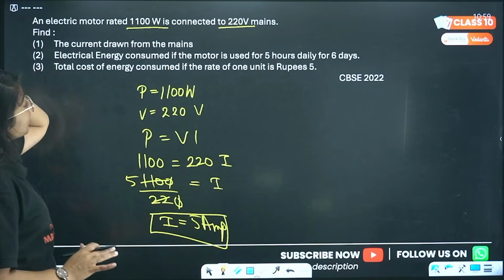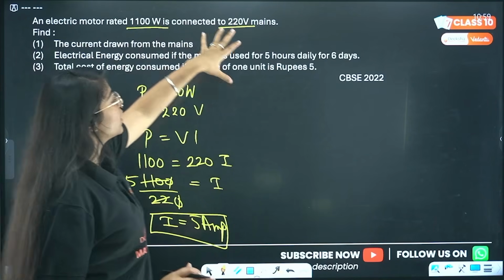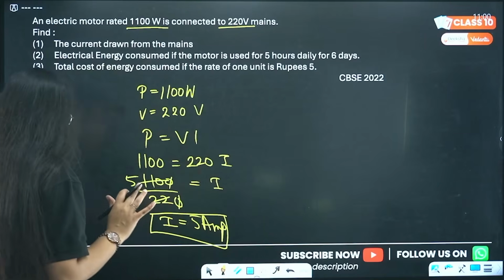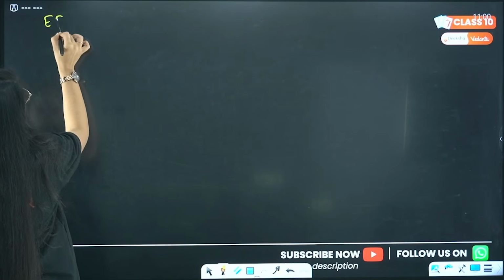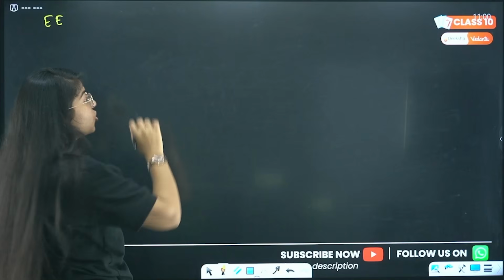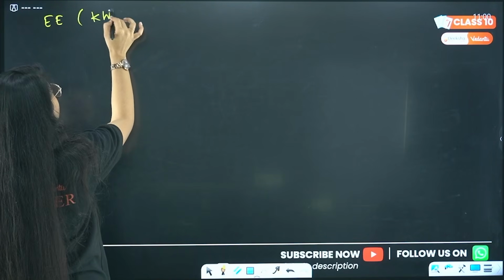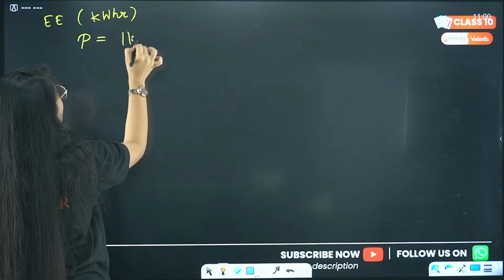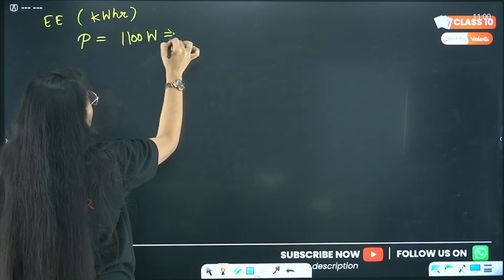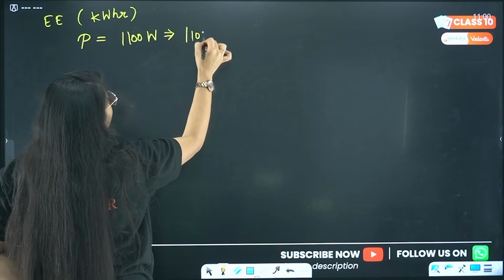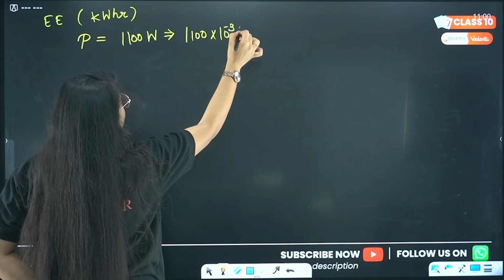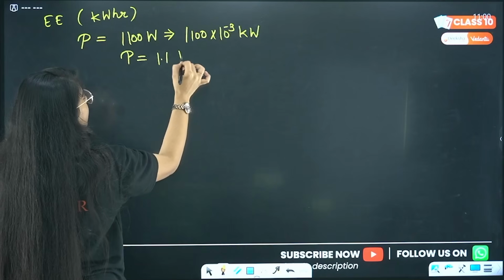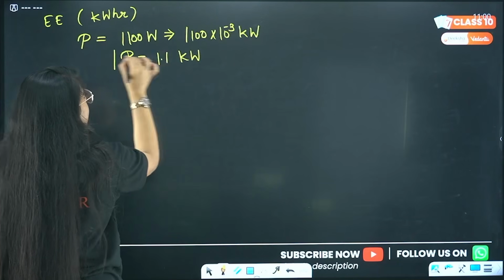Now, find the electrical energy consumed if the motor is used for 5 hours daily for 6 days. See, now we have to find electrical energy. What is the unit of electrical energy? Ma'am, it's kilowatt hours, right? But here we have power in watt, correct? So we have to first convert the power into kilowatt. That will be 1100 into 10 raised to power minus 3 kilowatt, correct? So power will be 1.1 kilowatt. Okay, this is my power.